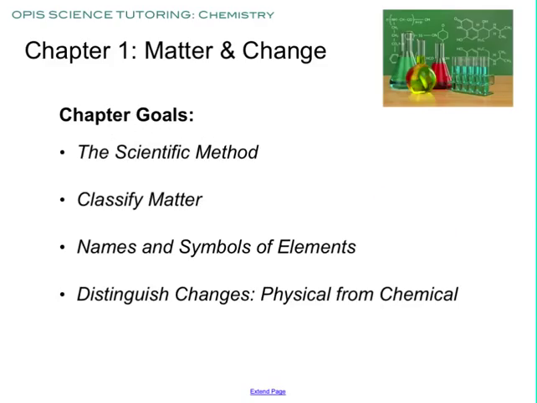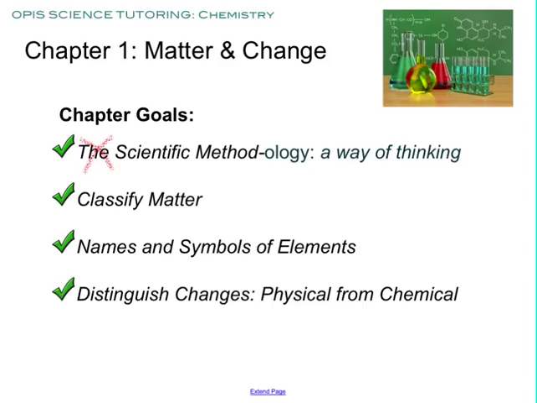So, there are our goals for this chapter. First and foremost, knowing that it's not the, but a scientific methodology, a way of thinking about things and understanding nature. One of the things we do is try to classify matter, and we do that by naming the different elements. We have internationally used symbols for each element. That's organized in a table, a chart, the periodic table of the elements. We also need to be able to distinguish different kinds of changes, physical from the chemical. And those are the four main goals.